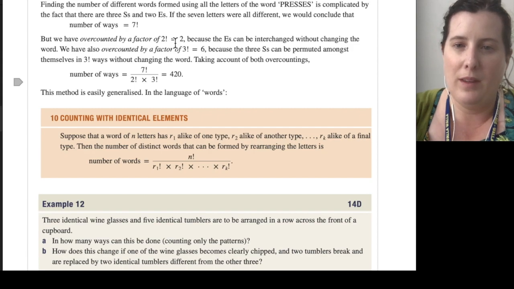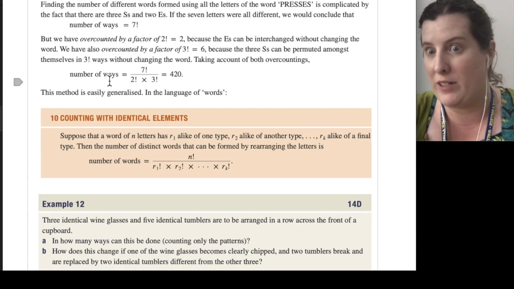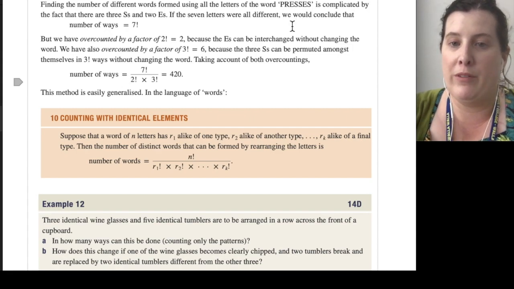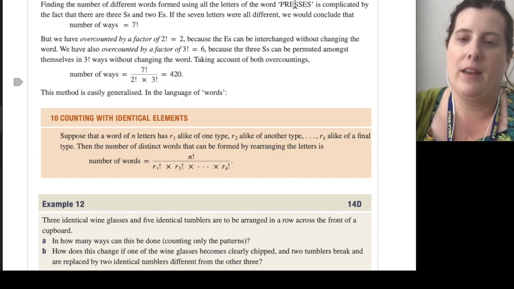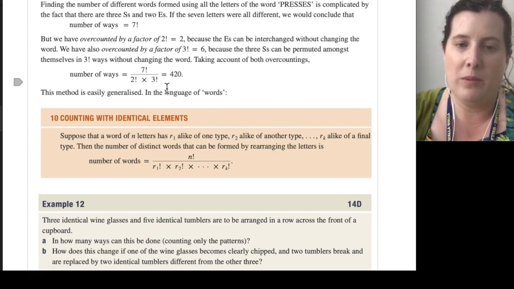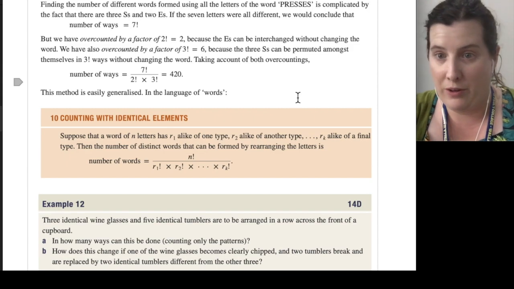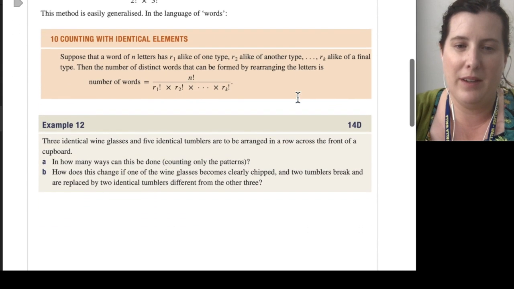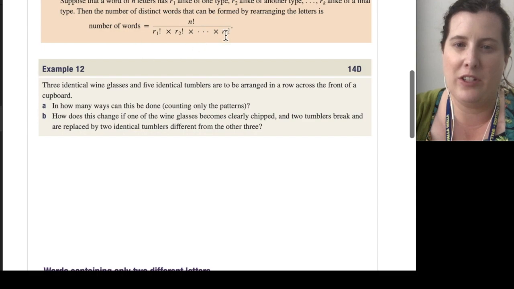So these E's, there's 2 of them. So we divide by 2 factorial because there were 2 factorial ways of rearranging those E's that we would have counted each way. And the S's, there's 3 of them. So we divide by 3 factorial to get rid of those double ups. And this is just a generalized formula for that.